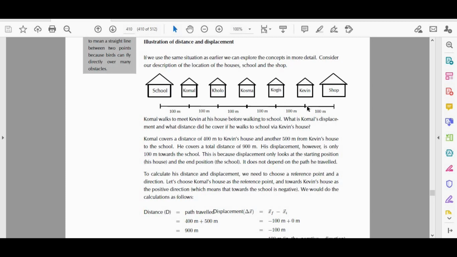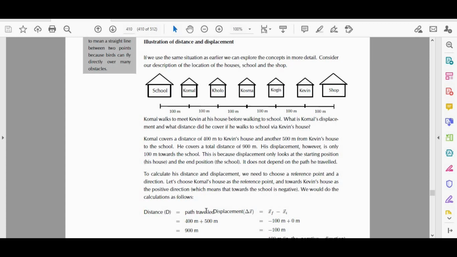Okay. And now he's got to go back to school. So that's another 1, 2, 3, 4, and 5, another 500 meters from Kevin's house to school. Silly boy. Kevin could have met him at his house, but he decided he was going to go to Kevin's first. He covers a total distance of 900 meters.